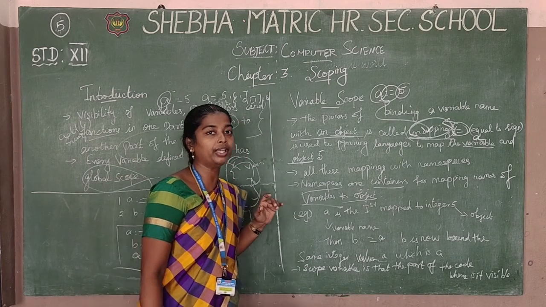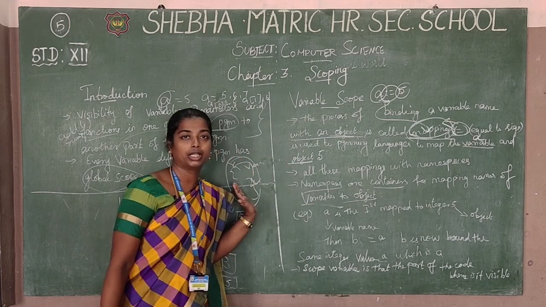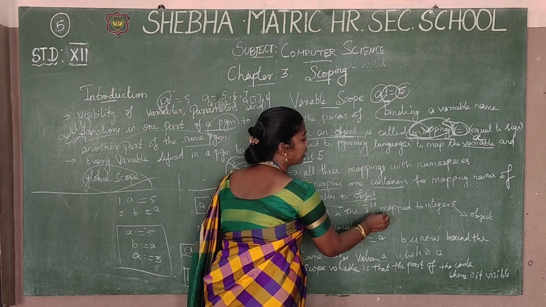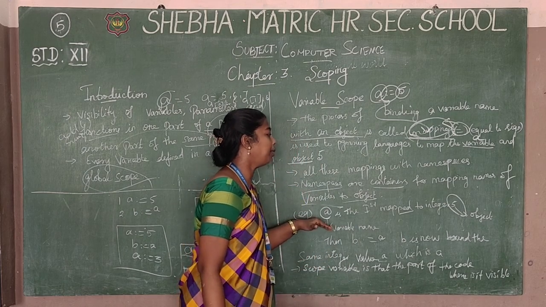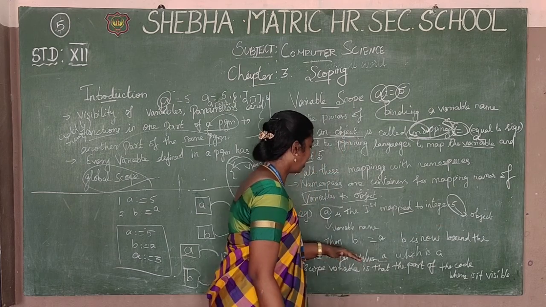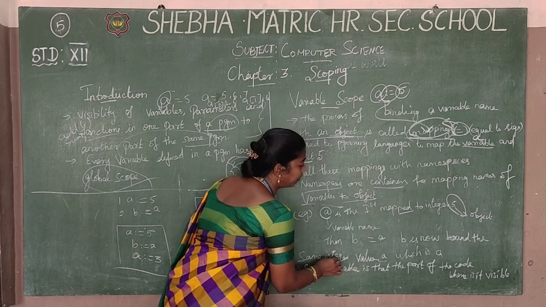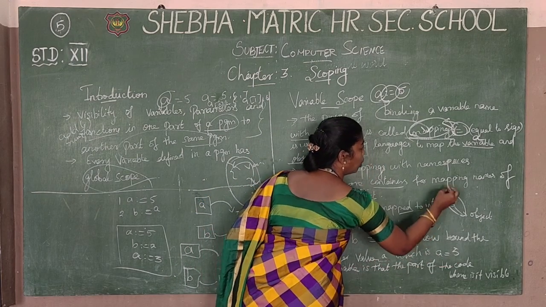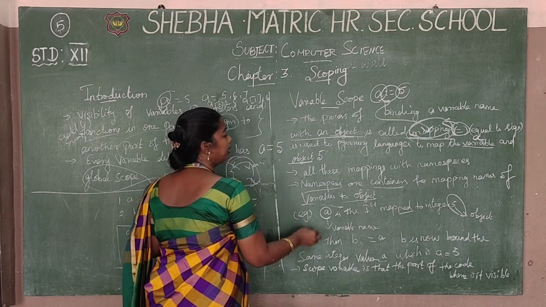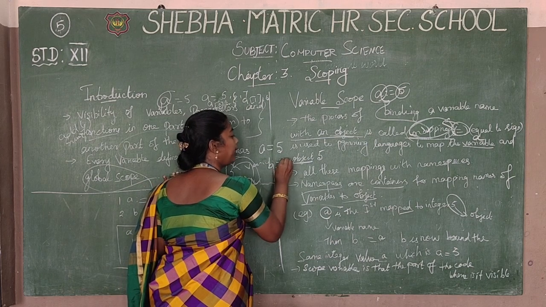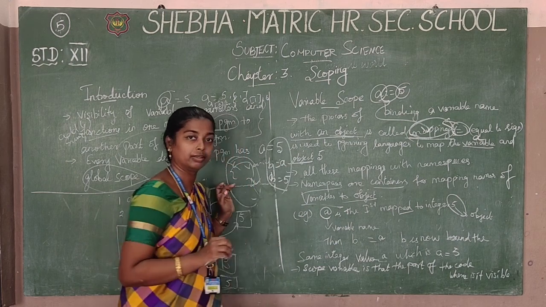Clear? A is equal to 5 is the namespace. It can contain other variables and objects. For example, A is first mapped to an integer 5. A is a variable name, 5 is an object. Then B is equal to A. B is now bound to the integer value, which one? 5. So A is equal to 5. In the same method, B is equal to A. So B value is 5. It is a mapping. Clear?